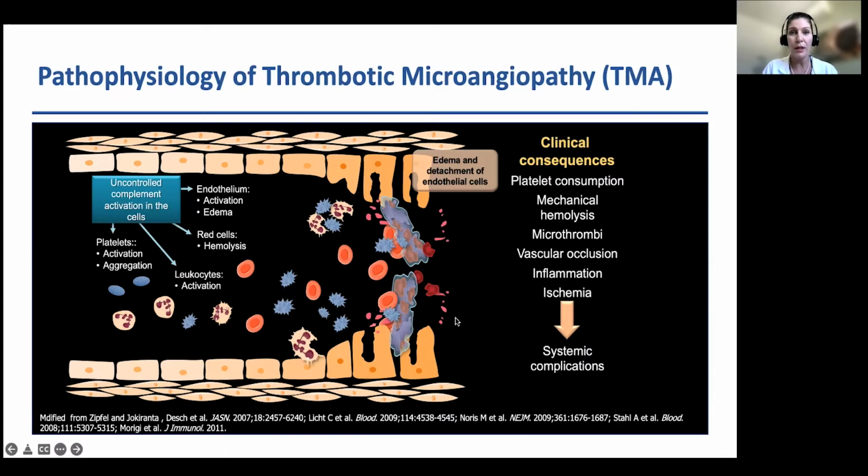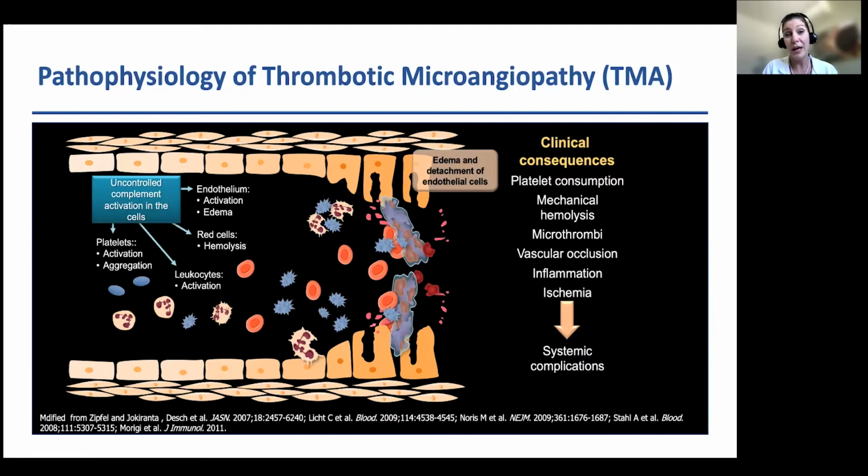When you have this microthrombus, there is platelet attachment and mechanical red blood cell destruction. Here are the schistocytes that we can see in the peripheral smear, and you will have injury to the organ which is supplied by this little vessel.